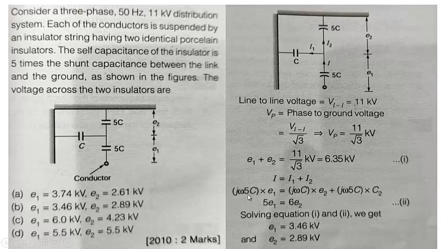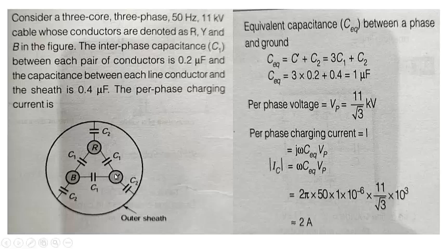So that means 5 E1, because omega C will also cancel out from the equation. So 5 E1 will be equal to 6 E2. So from these two equations, when you solve them, E1 is equal to 3.46 and E2 is equal to 2.49. That means option B is the correct one. It was asked in 2010 GATE exam.